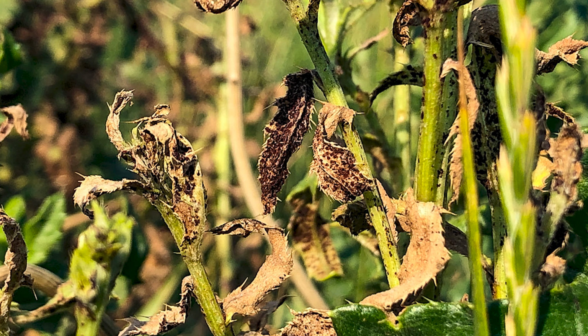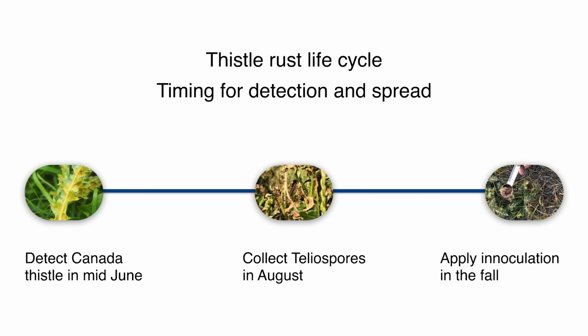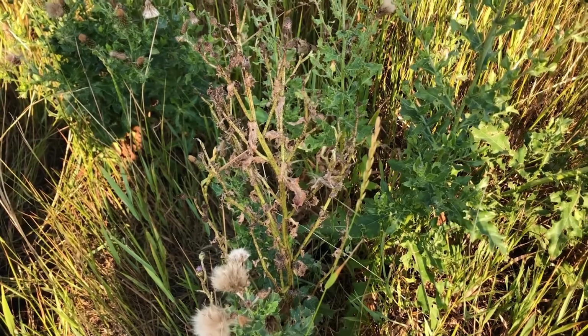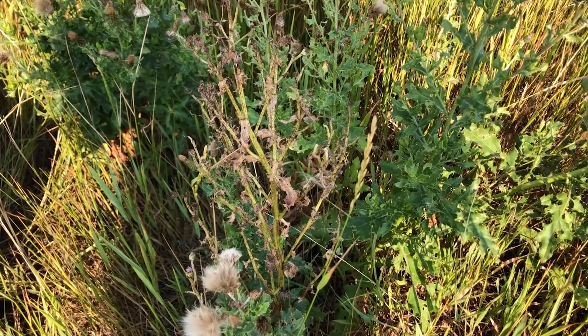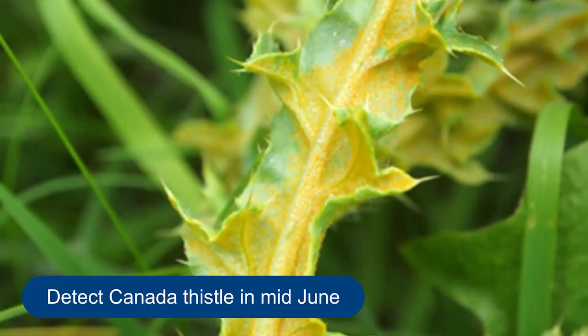We are assessing if thistle rust can be effective at reducing Canada thistle by understanding the interactions of the weed and pathogen. Thistle rust can be spread by collecting spores from the right stage and inoculating other plants. Out in the field, collecting inoculum material for Puccinia punctiformis thistle rust.